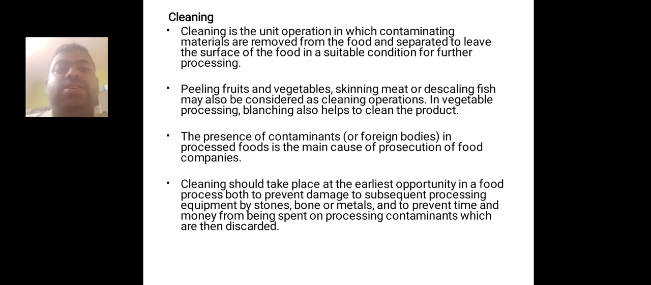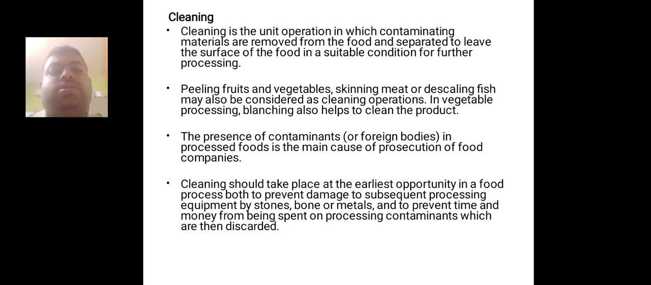Cleaning. Cleaning is the unit operation in which contaminating materials are removed from the food and separated to leave the surface of the food in a suitable condition for further processing. Peeling fruits and vegetables, skinning meat, or descaling fish may also be considered as cleaning operations.